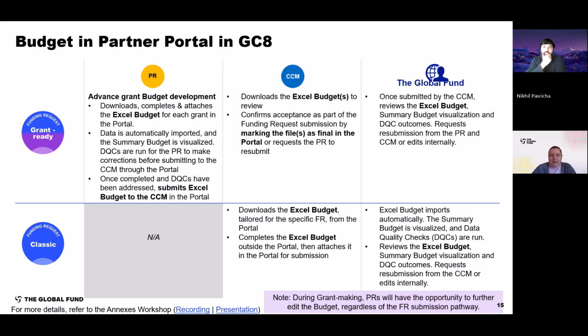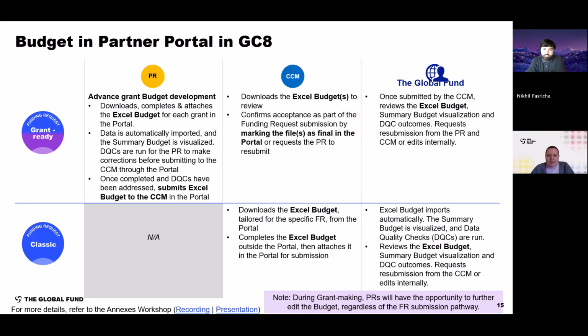At the same time, the data quality checks are being run for the principal recipients to complete any corrections that will be required before submitting that budget to the CCM through the partner portal. Once the data quality checks have been completed and addressed, the PR submits the Excel budget to the CCM in the partner portal. Then we move to the country coordinating mechanisms and the process that they will follow once the Excel has been completed and was submitted.